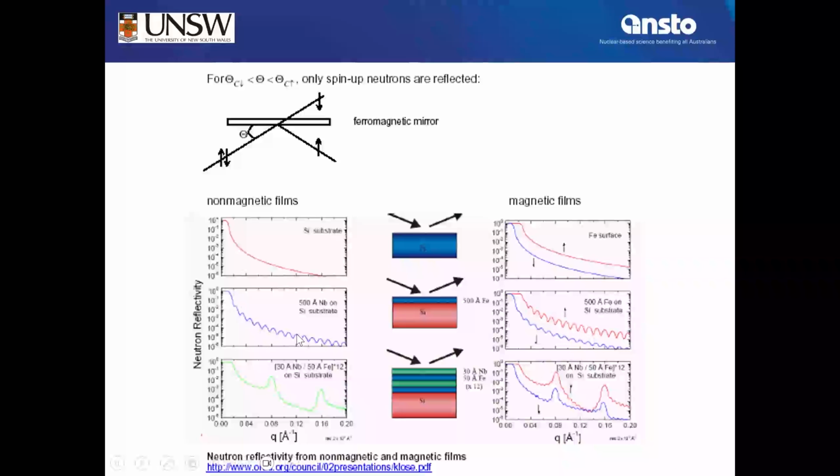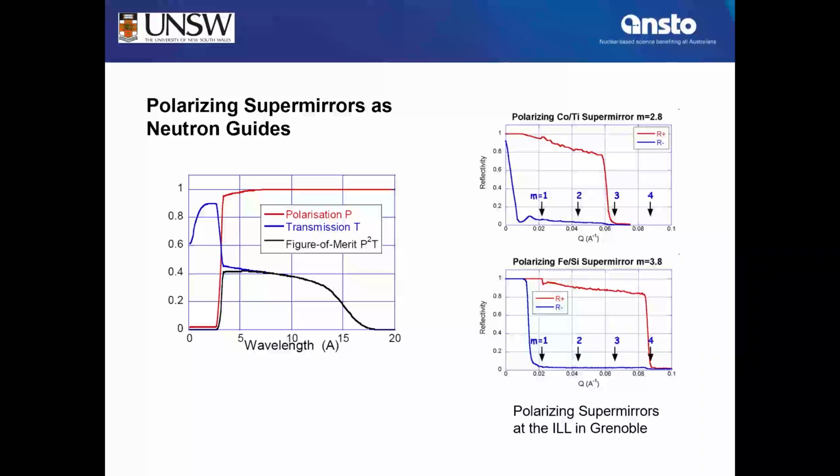Here, non-magnetic film, the nuclear component. And for the magnetic film, actually here, the interference pattern appears from the thickness of the film, not from the crystal structure. And for magnetic films, there's a clear difference between nuclear and between spin up and spin down reflection. So this is actually a state-of-the-art supermirror.